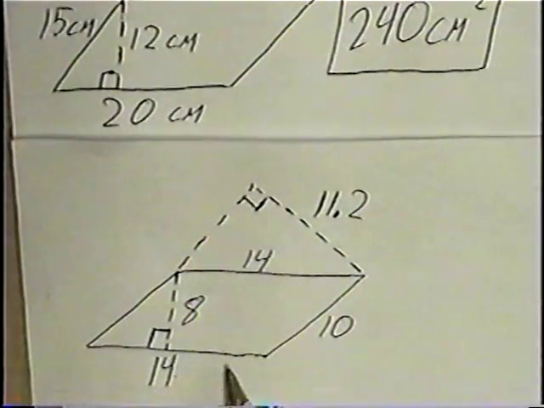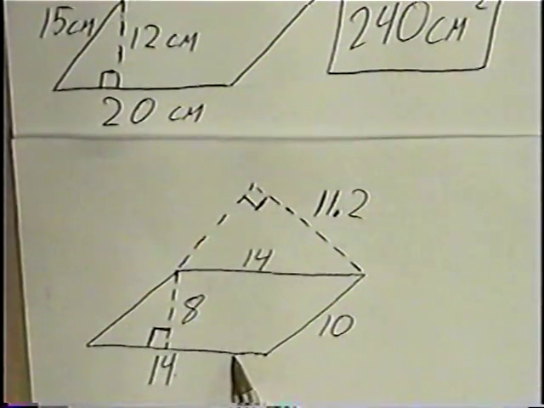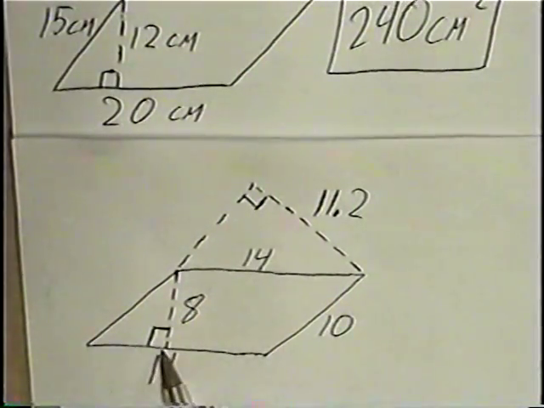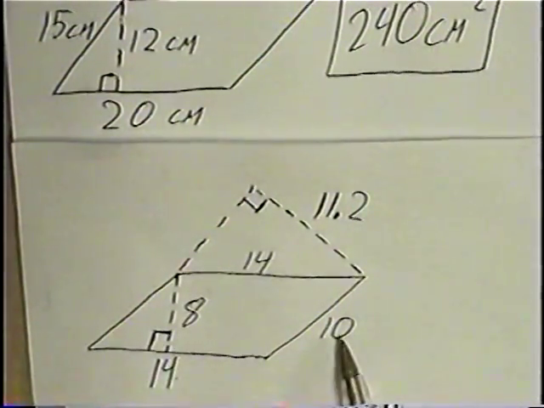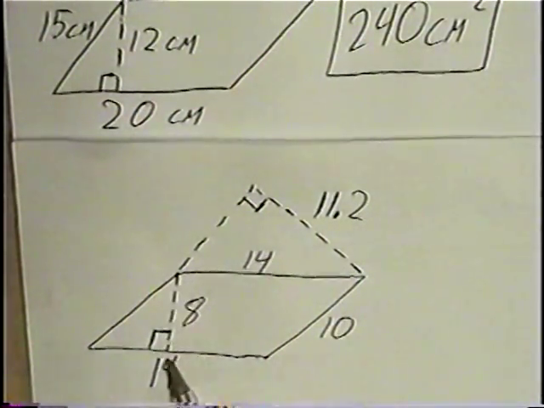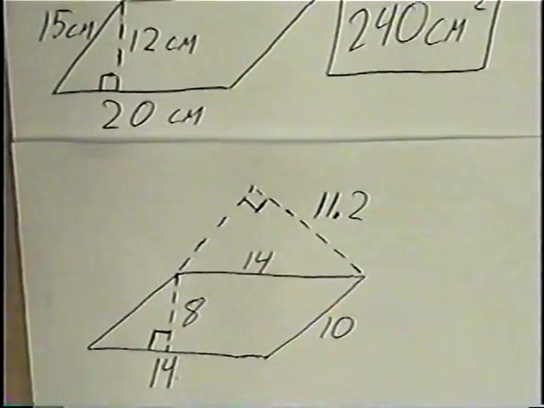The height, again going from the base, is how tall the shape is from the base to the top of the shape. Going straight up again, the height would be 8. The 10 is not the height since it's a slanted height. We want the height that goes straight up and down, which will be 8.